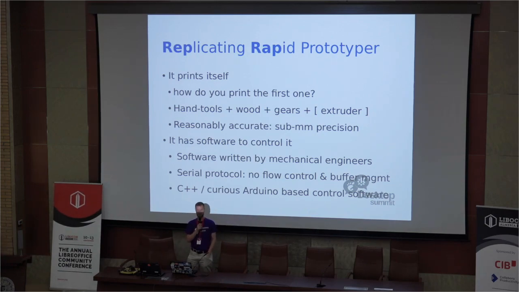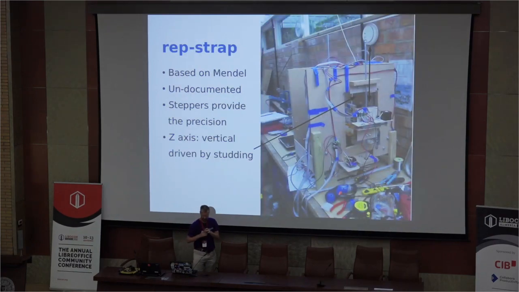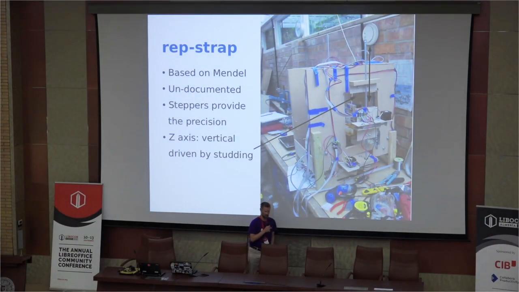So RepRap prints itself, which is fantastic. You don't need anything. You can just print one. But you need the first one. So how do you make the first one to print the second one that prints the third one, and so on? And how do you control it? It's pretty nasty. So here's how you print the first one.